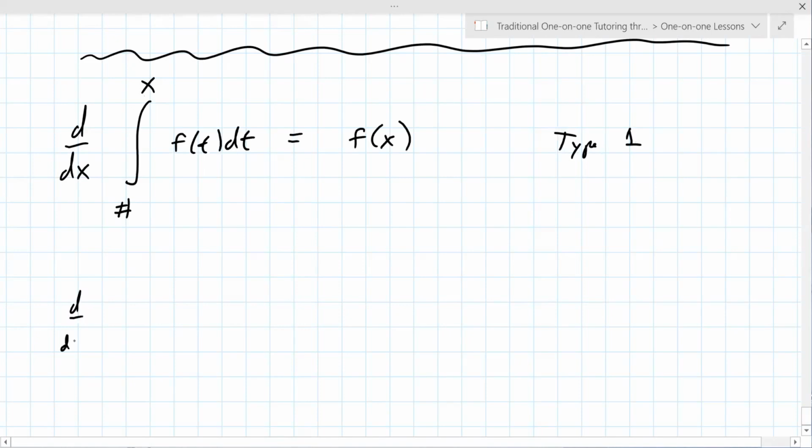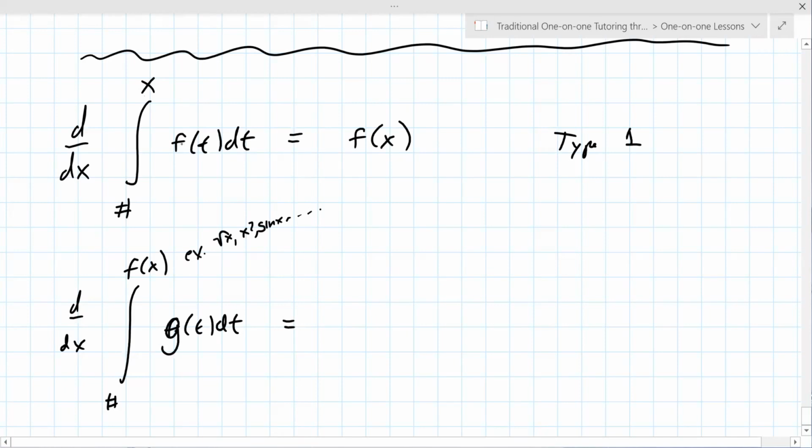Type 2 is it's really a function of x up here. Like for example, it could be like square root of x or x squared or sine x or whatever. It's going to be something. But you take whatever's in the top and you put it in wherever you see a t. So this becomes, let me use a different letter, let me use g for that. So it becomes g of f of x, but then you multiply by the derivative.